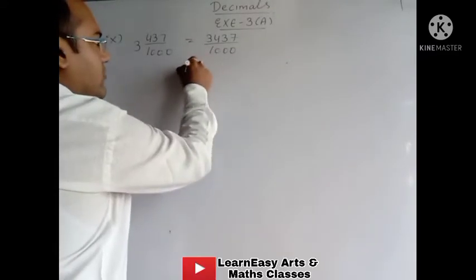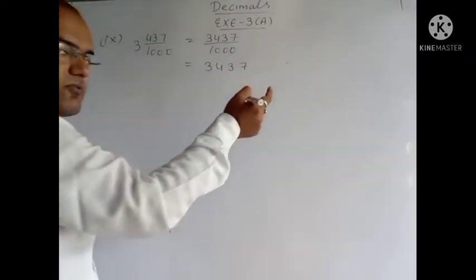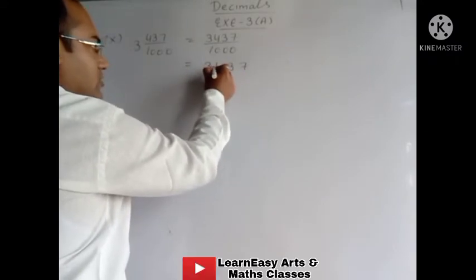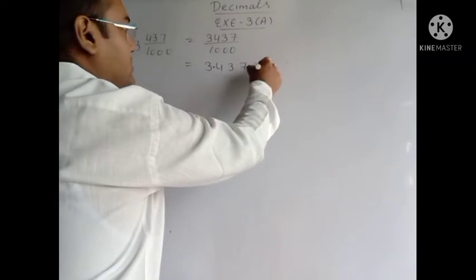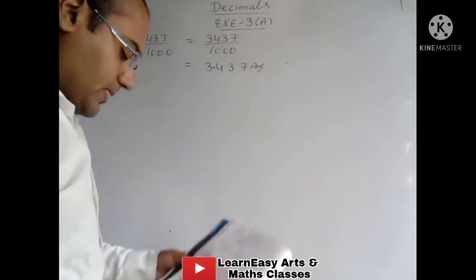That means in the answer we have to put the decimal before 3 places. So first of all we will write the numerator 3437. From the last we will count 3 digits, 1, 2, 3. So here we will put the decimal. So our final answer is 3.437. So this is your final answer of part number 9.